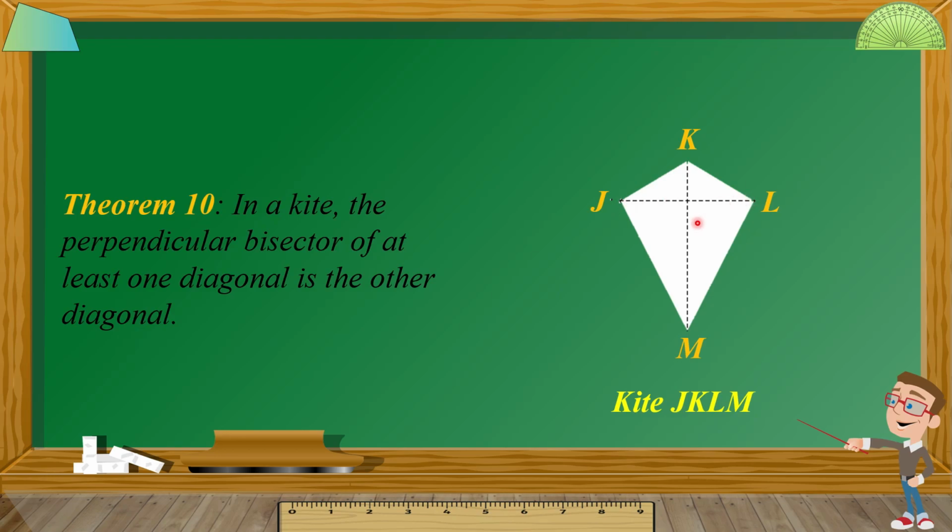Ibig sabihin ng binabisect is, dinidivide niya into two equal segments. And at the same time, perpendicular daw. So, ibig sabihin, itong dalawang diagonal nito, perpendicular sila. So, nakakabuo sila ng 90 degrees dito. And at the same time, si KM, ito yung perpendicular bisector ni diagonal JL. So, nag-meet sila sa point na ito. Ibig sabihin, itong segment na ito ay equal dito sa segment na ito.